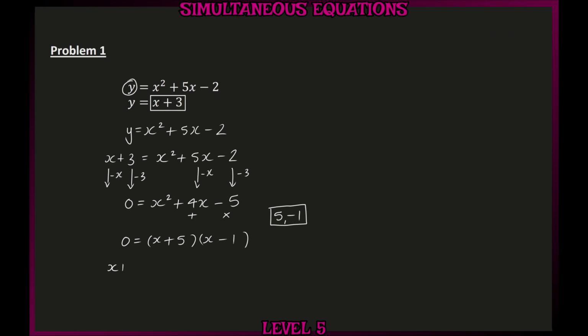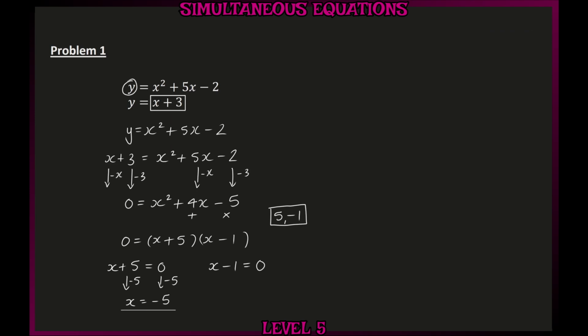So either the first bracket, x plus 5, must be equal to 0, or alternatively the second bracket, x minus 1, could also be equal to 0. So we can solve each of these separately to find the value of x. So starting with the one on the left, we can remove the plus 5 by subtracting 5 from the left and doing the same on the right. On the left, the plus 5 and the minus 5 cancel out to give us x, and on the right, 0 minus 5 is minus 5. So x equals minus 5.